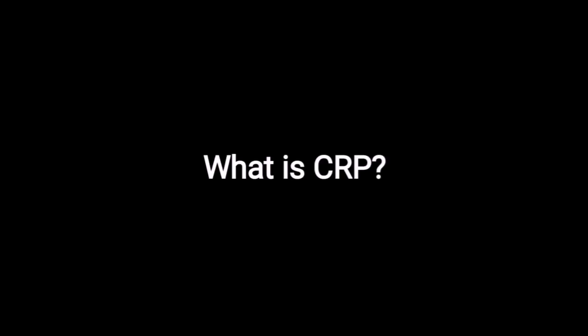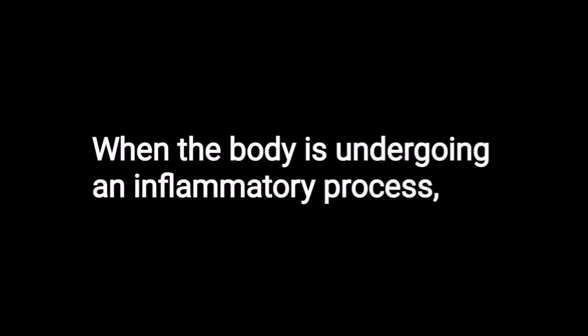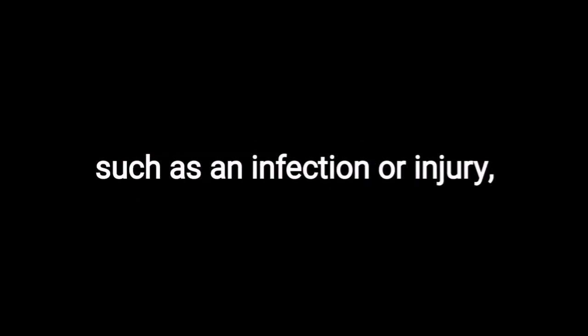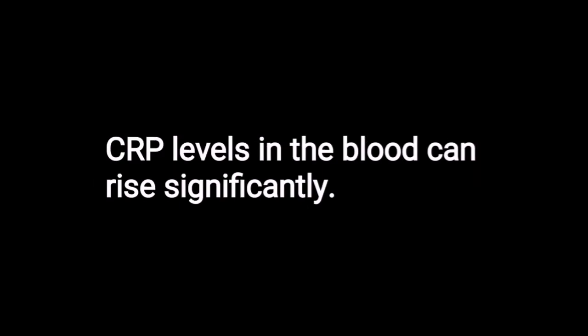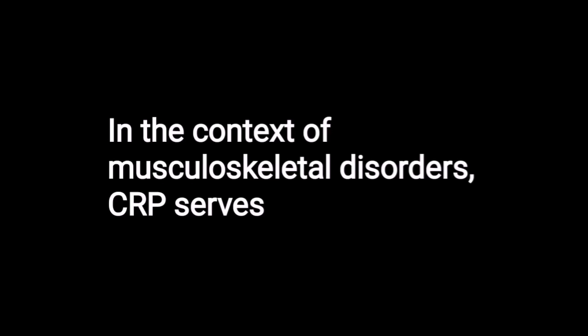What is CRP? C-reactive protein, CRP, is a protein produced by the liver in response to inflammation. When the body is undergoing an inflammatory process, such as an infection or injury, CRP levels in the blood can rise significantly. The CRP test measures the concentration of this protein in the bloodstream, providing a quick and effective way to assess whether inflammation is present. In the context of musculoskeletal disorders, CRP serves as a crucial biomarker for diagnosing and monitoring various inflammatory conditions.